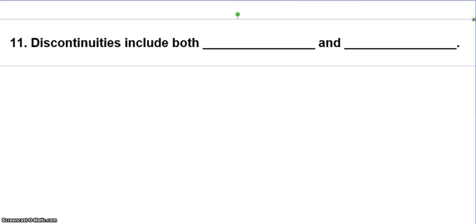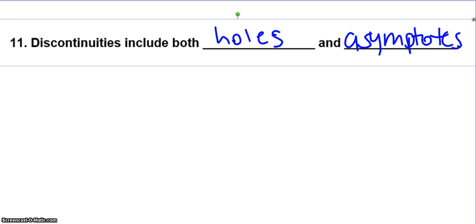Alright, next question. This one's super easy because we kind of already talked about this the other day. Discontinuities include both holes and asymptotes. Okay, your asymptotes can be vertical and horizontal, so make sure you know that.